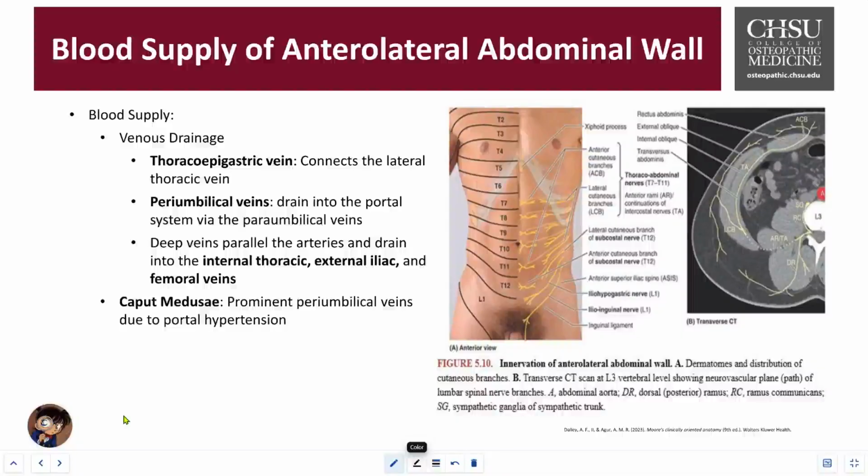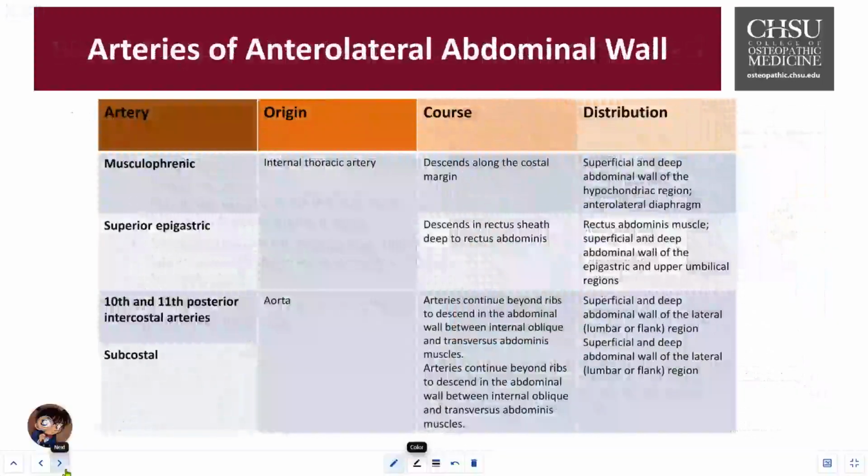There are also going to be the umbilical veins that drain into the portal system via the paraumbilical veins, and they become clinically important because of conditions such as portal hypertension. That's when the liver fails and changes to the blood flow occur, causing increased blood pressure. The deep veins also follow a similar pathway, corresponding to the arteries, and ultimately drain into the internal thoracic, the external iliac, and the femoral veins.